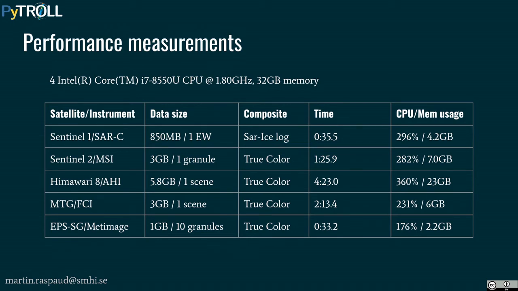So for Sentinel-1, for example, we counted about 850 megabytes of data that is used for generating the composites mentioned in the next column. As you can see, we are running Satpy to generate the composites, and we use TrueColor for all the satellites except for Sentinel-1, of course, which does not have the channels for this. The next column shows the wall clock time that is needed to generate the composite. And the last column is showing the mean CPU usage and the peak memory usage that is required to generate the composite and save it to disk.